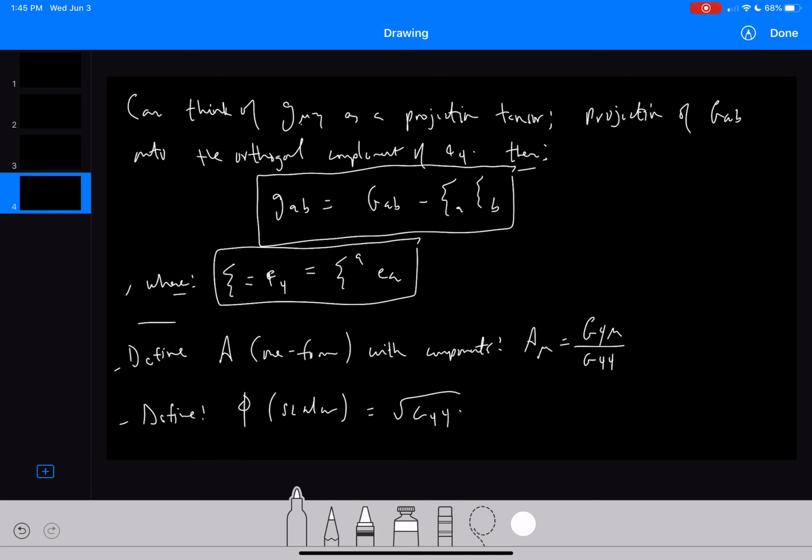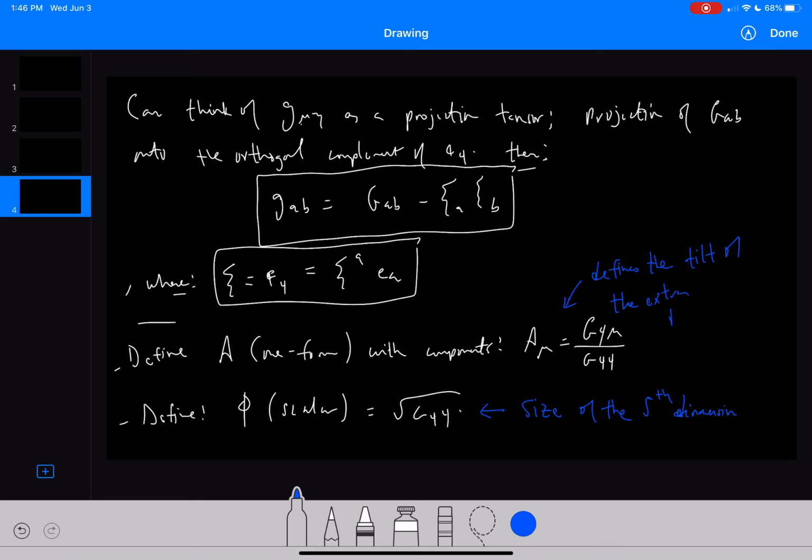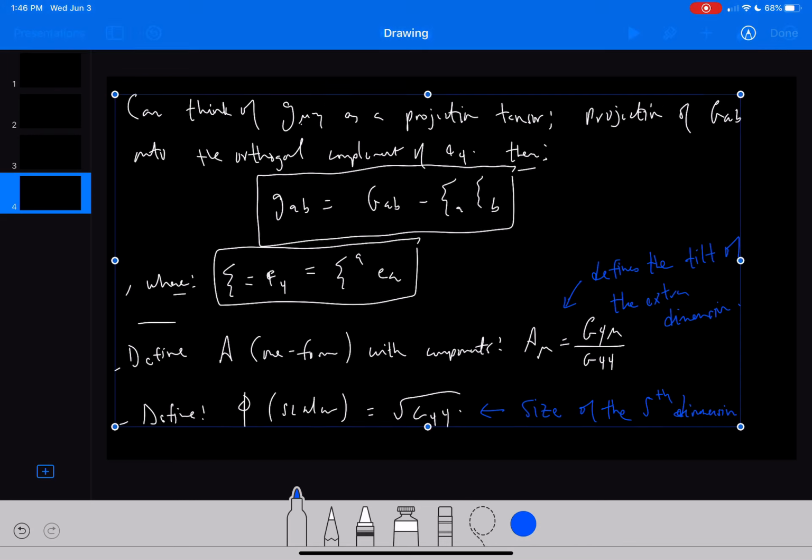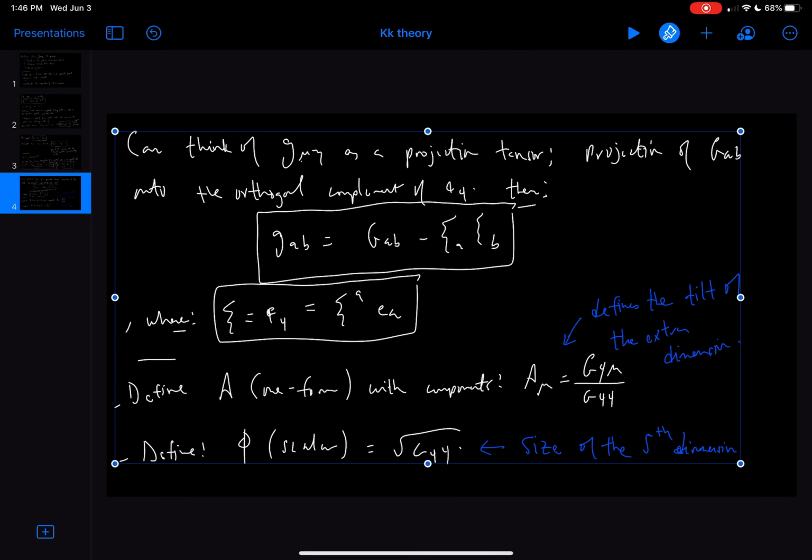But in terms of physical interpretations of what these things are, phi in particular here defines the size of the extra dimension, the fifth dimension. And A mu here is the tilt. So this defines the tilt of the extra dimension. Okay, so that's the idea. So some basic definitions here.